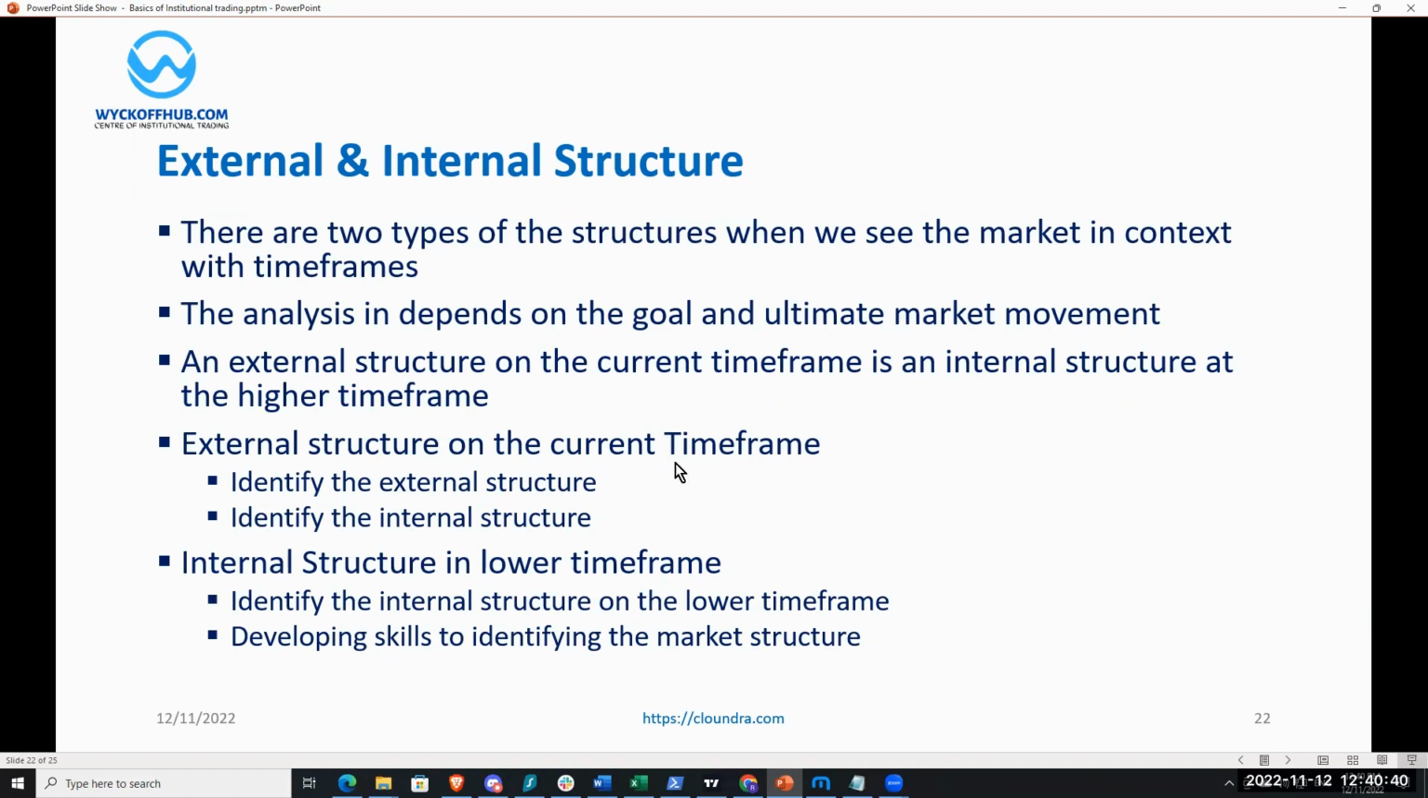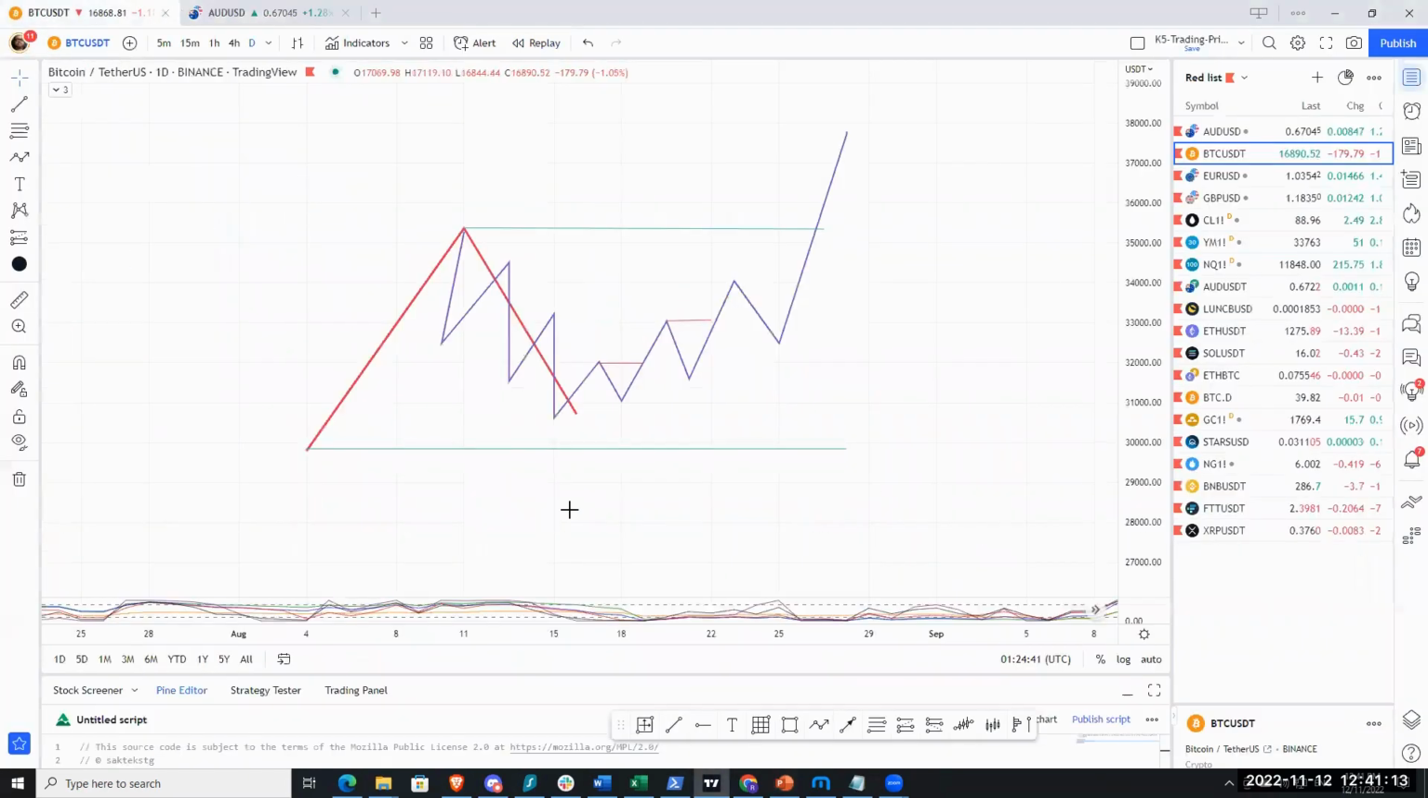So on the current time frame, whatever the structure is, that will be considered external. And when we go one time frame lower and look at activities within that higher structure, we'll consider it the internal structure. We will try to learn and develop the skills to identify those market structures as well as possible, so we can pick them up very easily. Right. So now, with all those things, let's go straight to the charts and straight to the drawing I have already prepared for you guys.